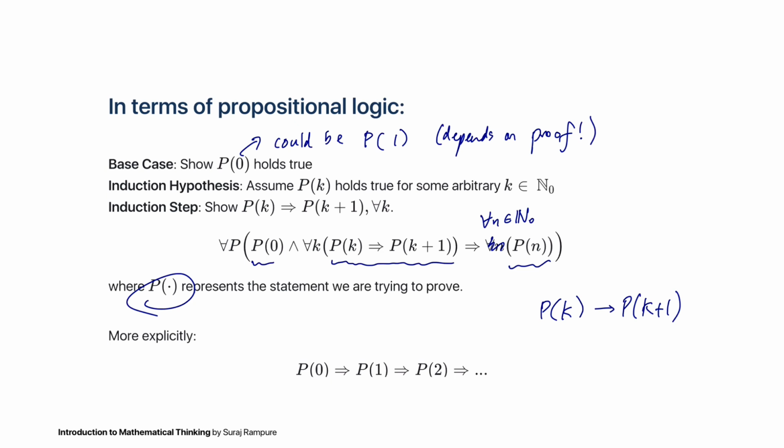Any questions with this? So we have our base case. We know that P of k being true tells us that P of k plus 1 is true. So we can chain them together. We have 0 means 1 is true, 1 means 2 is true, 2 means 3 is true, so on and so forth.